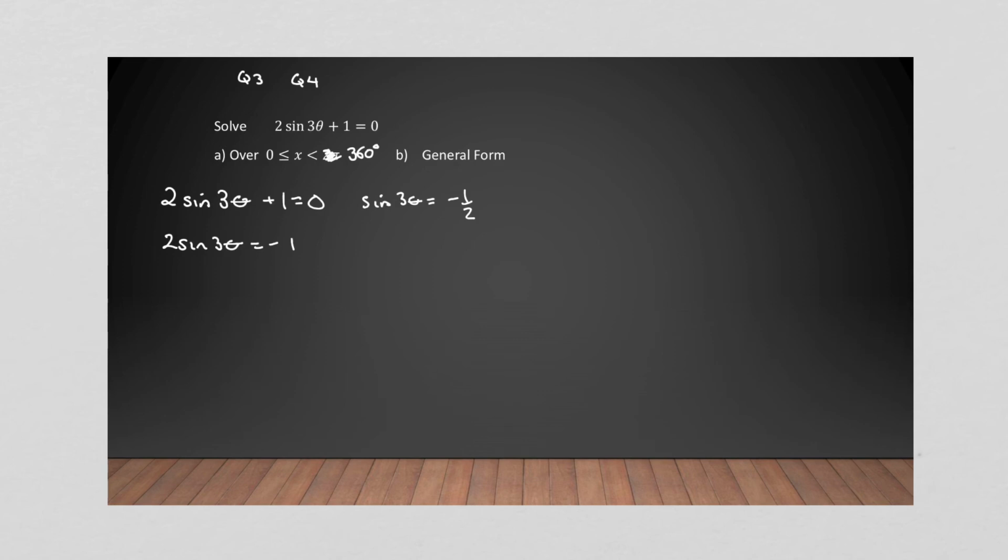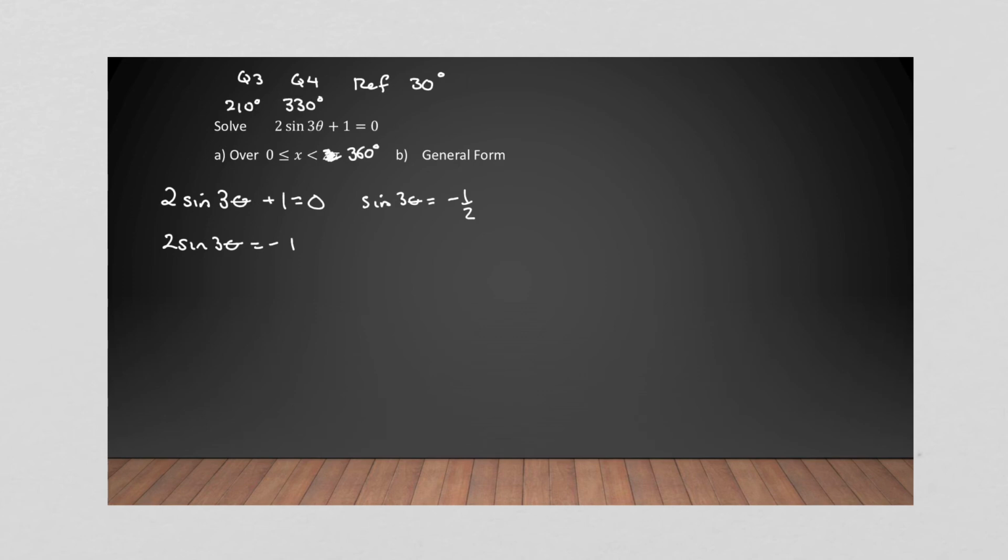And then what's our reference angle? Our reference angle for negative 1/2 is 30 degrees. But since we're in Q3 and Q4, what are our two solutions? If we have a reference angle of 30 degrees, in Q3 we're 180 plus 30, so we get 210 degrees. And in Q4 we're 360 minus 30, so we get 330 degrees.